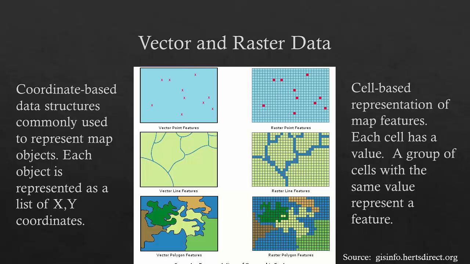Vector layers are coordinate-based data structures commonly used to represent map objects. Each object is represented as a list of XY coordinates. Examples of vectors are trees, poles, roads, housing developments, and zoning districts.